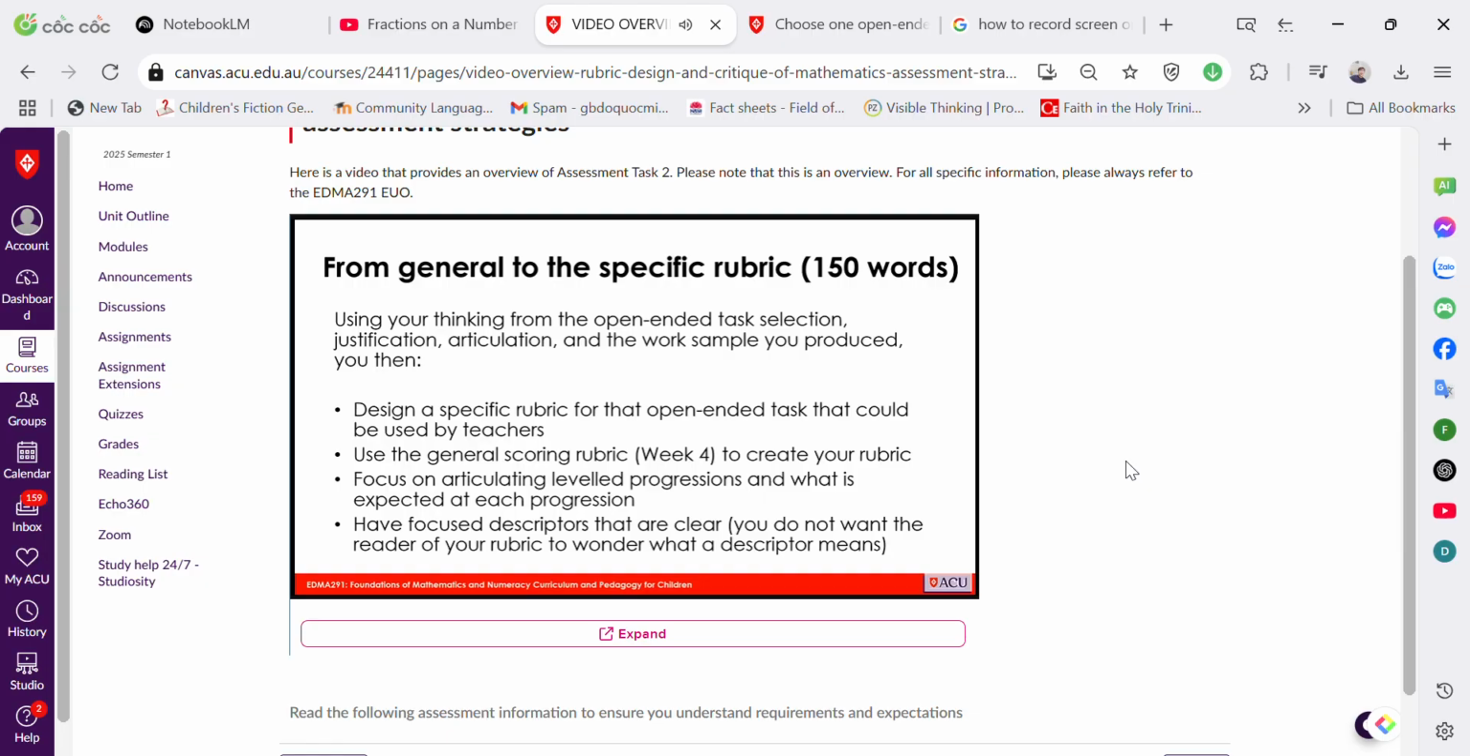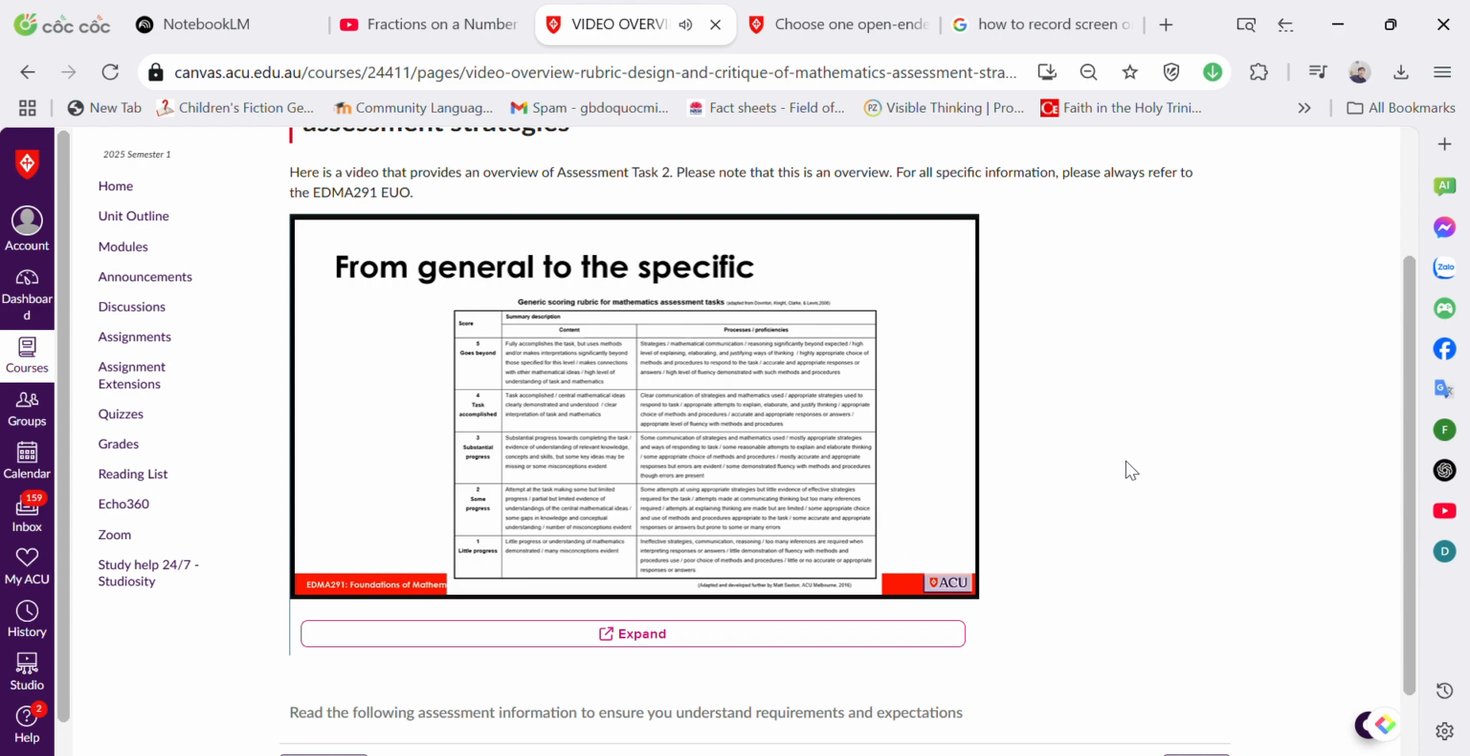You don't want someone who's looking at your rubric thinking, this is unclear, I don't know how to use this rubric, or the comments or descriptors are too general. This could apply to any task. So you've really got to think about the mathematics that underpins the task, along with what the content is, and also what the proficiencies and ways of working mathematically are.